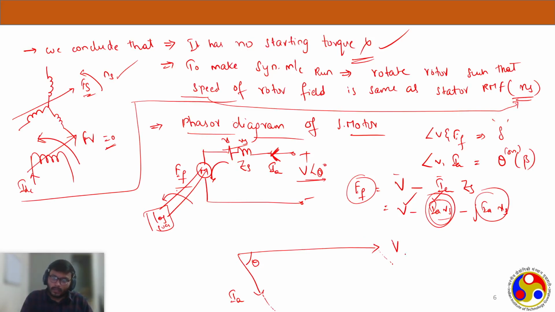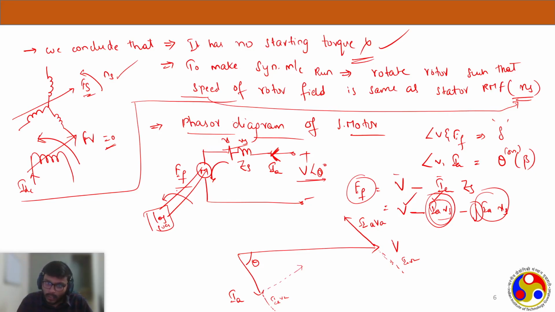Now it is IARA and we have drawn a line parallel to it. This is IARA, but here it is minus IARA, so we will draw it in this direction. Now we have to draw IAXS. It is multiplied by j, so it will be 90 degrees from IA. If IA is here, it will be 90 degrees from here.